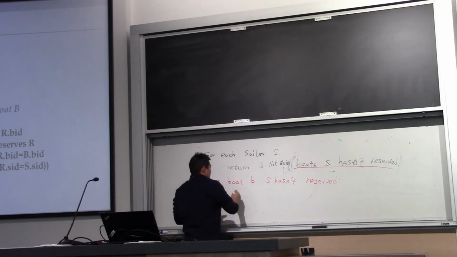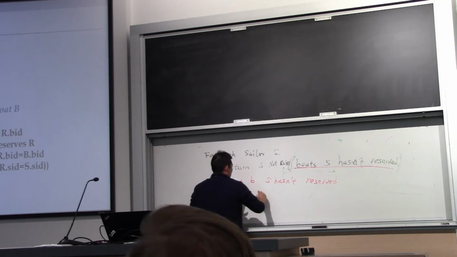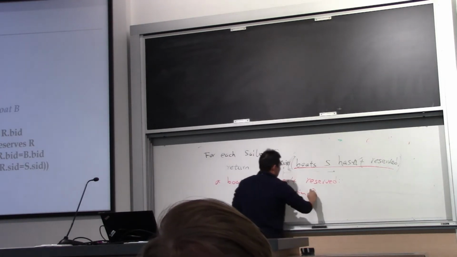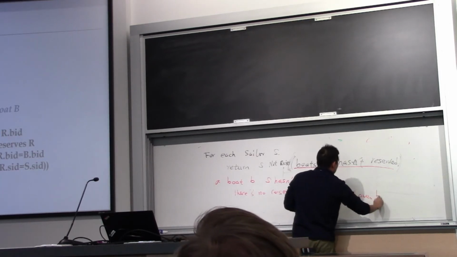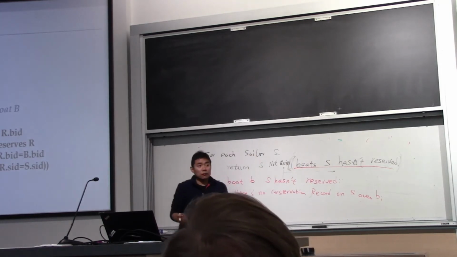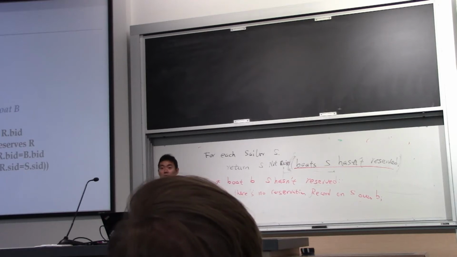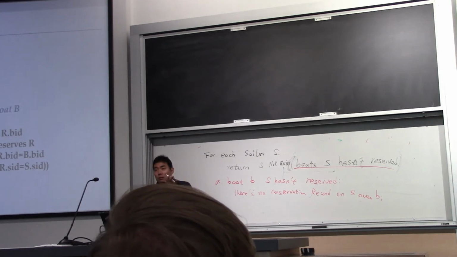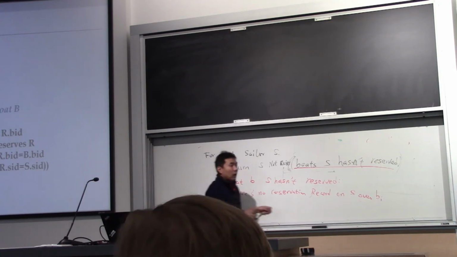Well, there's no reservation record on S over B. Period. If that's the case, this boat S has not reserved this boat. If there's no reservation record showing S reserving B, then that must be a boat S has not reserved. All of you follow this logic? How do I show there's no reservation record on S over B?